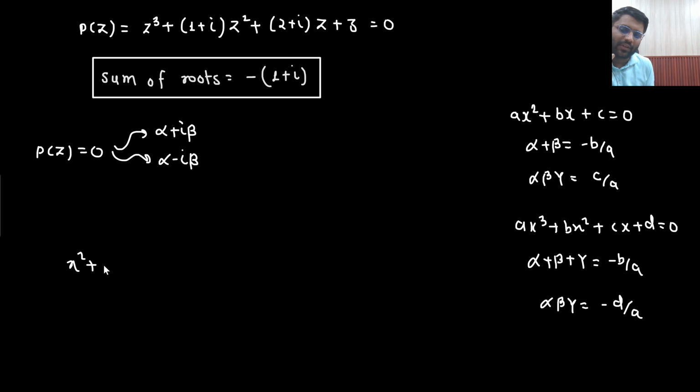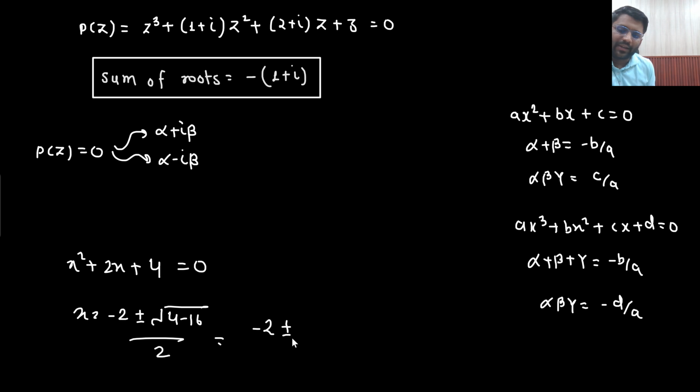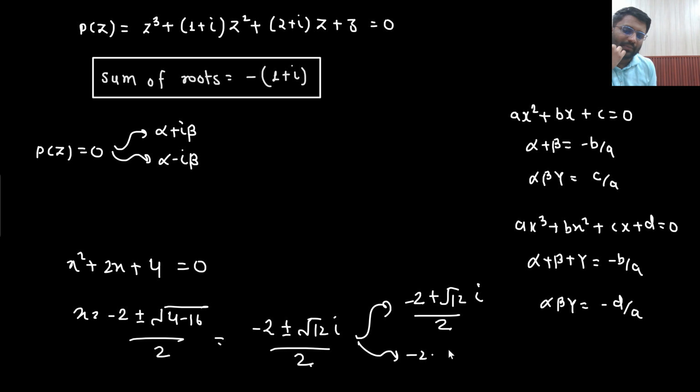Let's just say I take the equation x square plus 2x plus 4 equals 0. So what will be the roots? Sir, minus b plus minus under root b square minus 4ac divided by 2a. So what is the answer I am getting? Minus 2 plus minus under root 12 iota divided by 2. So one of the roots is minus 2 plus under root 12 iota divided by 2, and the other root is minus 2 minus under root 12 iota by 2.